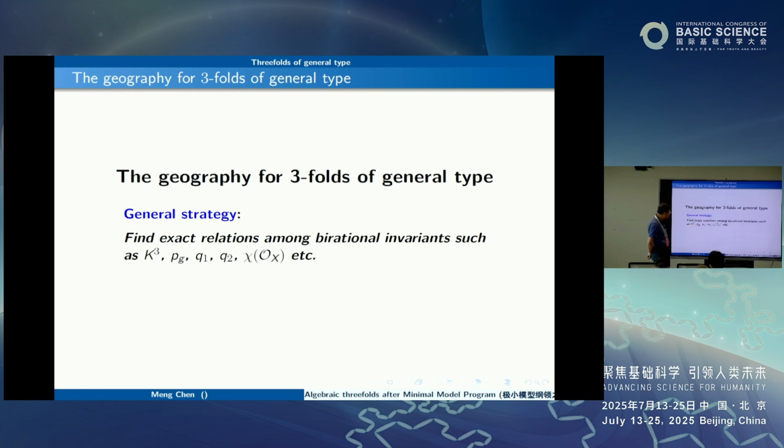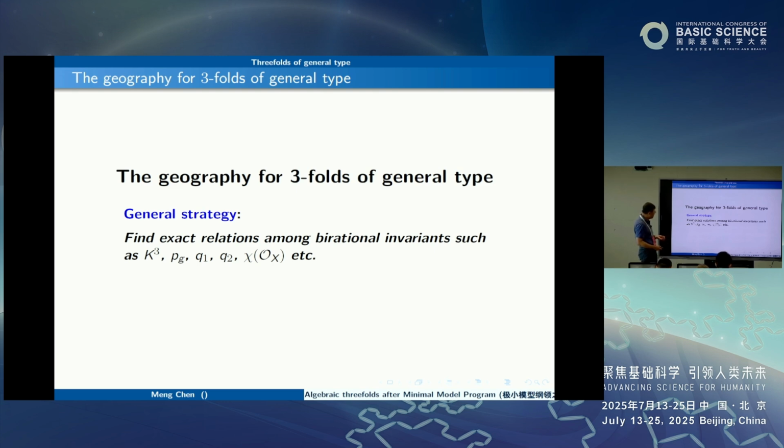In the threefold case, chi(O_X) is not necessarily a non-negative integer. It can be both negative and positive. So it's harder to detect, whereas the canonical volume is a positive rational number. So actually we want to recover this relation between canonical volume and geometric genus.